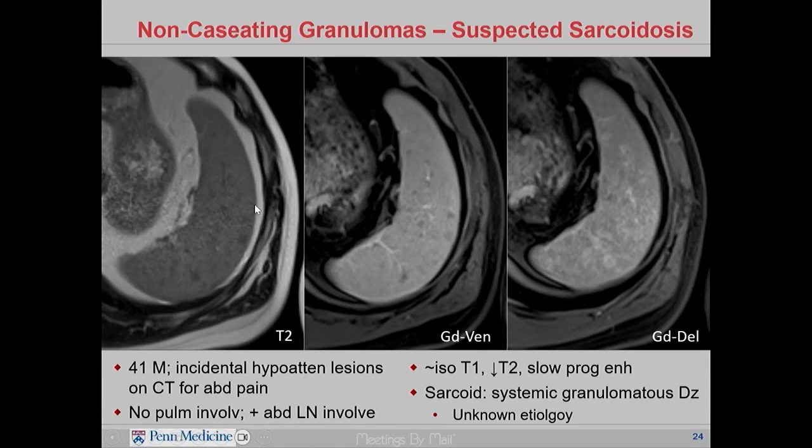So low T2 signal, and they gradually enhance. This is sort of an early phase enhancement. You can see that they enhance slower than splenic parenchyma, and they progressively enhance. And these were non-caseating granulomas. This patient didn't have all the features, but they were suspecting sarcoid in this patient.